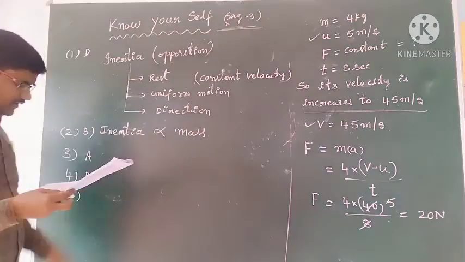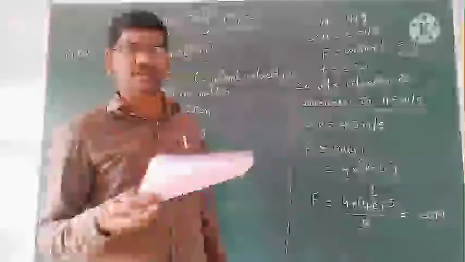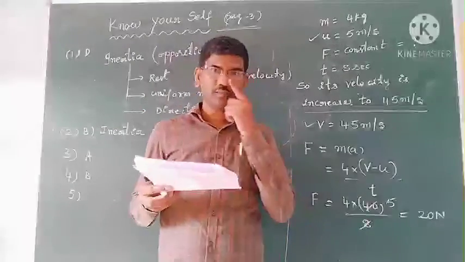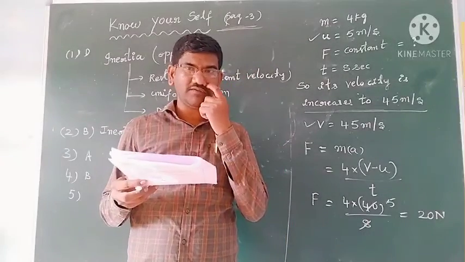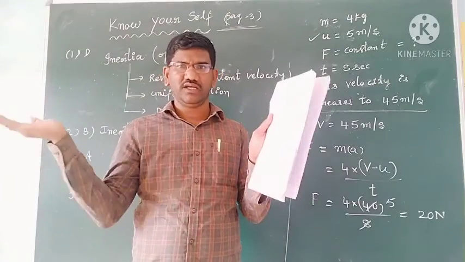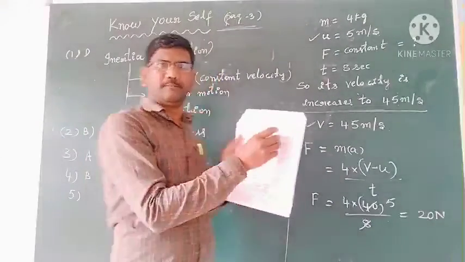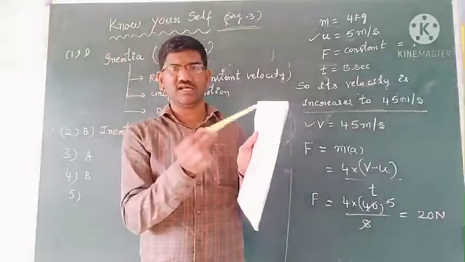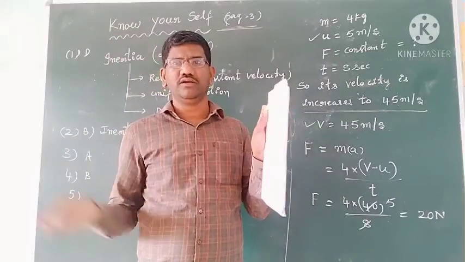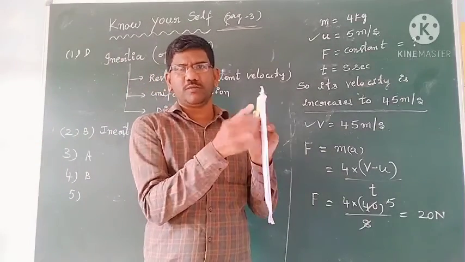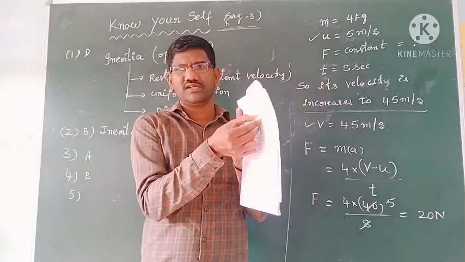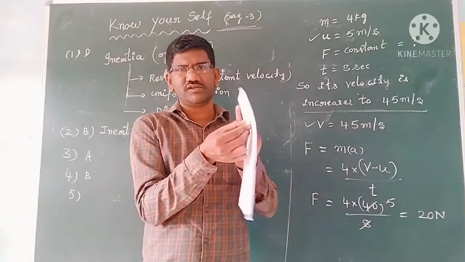Next, fifth one, dust on a carpet can be removed by beating the carpet with a stick. If this is the carpet and this is the dust particle on it, okay, fine. If you hit it, this part comes into motion. The dust is at rest, and it will try to stay at rest. The friction is not sufficient to take it along.